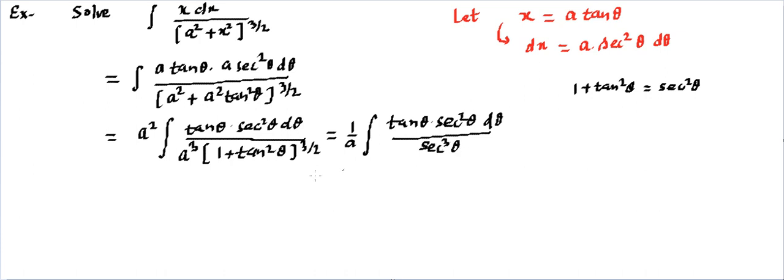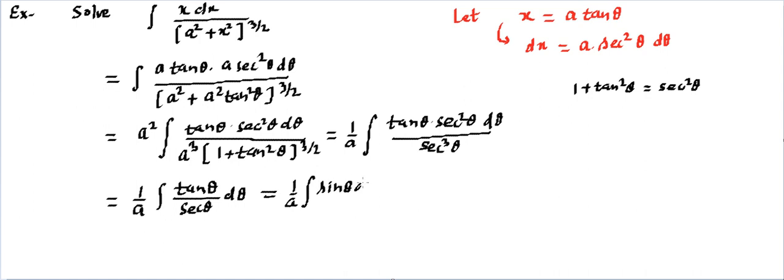Then you find sec square theta getting cancelled out, so it becomes 1 by a integration, and it will be tan theta divided by sec theta d theta. You can further use trigonometric relation to make it more simplified. Now you know tan theta is sin theta upon cos theta, and cos theta sec theta is equal to 1, so it basically comes out to be sin theta d theta.